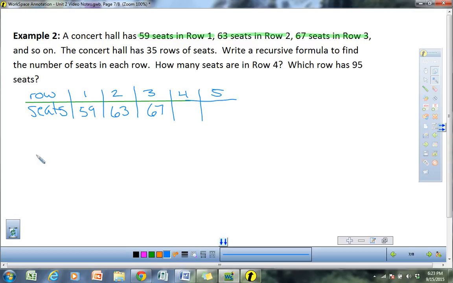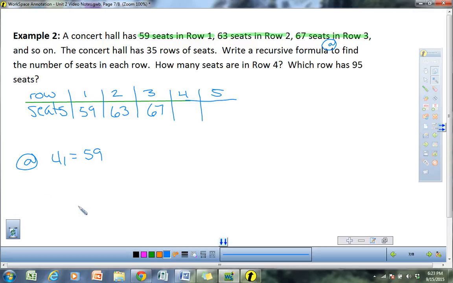So, for my formula, the recursive formula is A. I have my starting value, U sub 1 equals 59. Even if you have no idea what to do, you can get a point for doing your starting value.